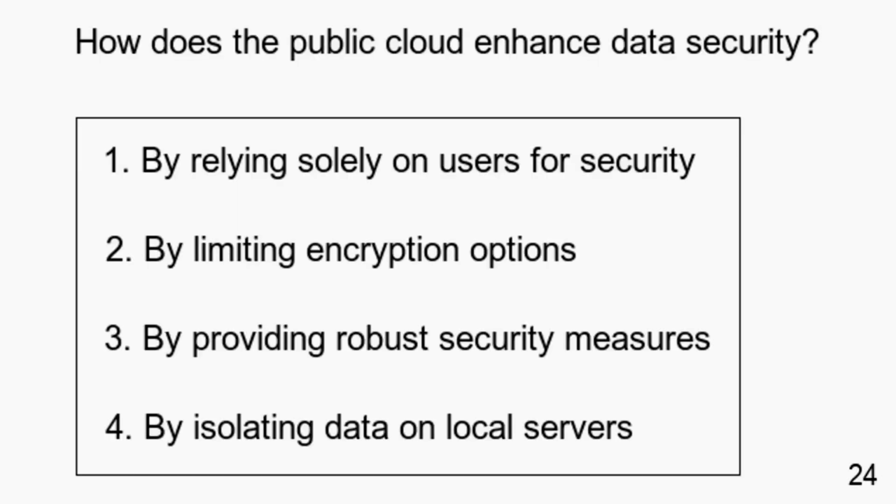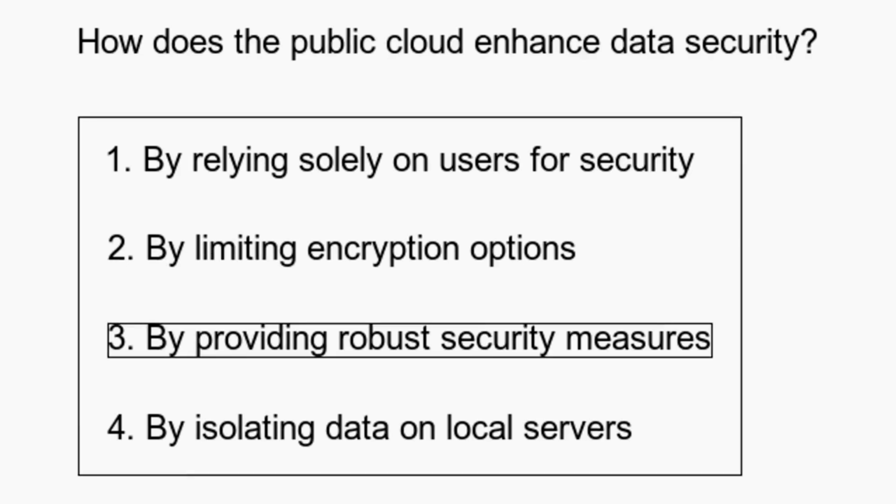How does the public cloud enhance data security? By relying solely on users for security. By limiting encryption options. By providing robust security measures. By isolating data on local servers. Public cloud providers implement robust security measures, including encryption, access controls, and monitoring to enhance data security.